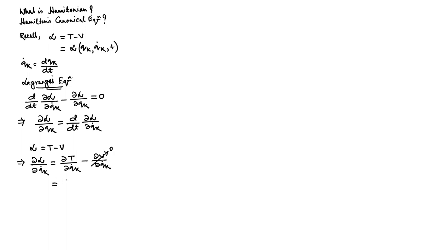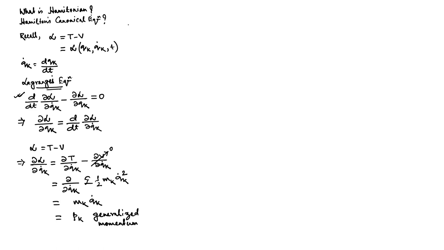Now, what is T? That you can easily conclude is that it is summation of half m, that is mass of the kth particle, so m k, then q k dot square. Then if you perform this, what you get is basically m k times q k dot, and this is what we call p k, and this is the generalized momentum, right. So, up to this point it is fine. So, what we have done is the Lagrange equation of motion, and then from that we derived some of the expression.